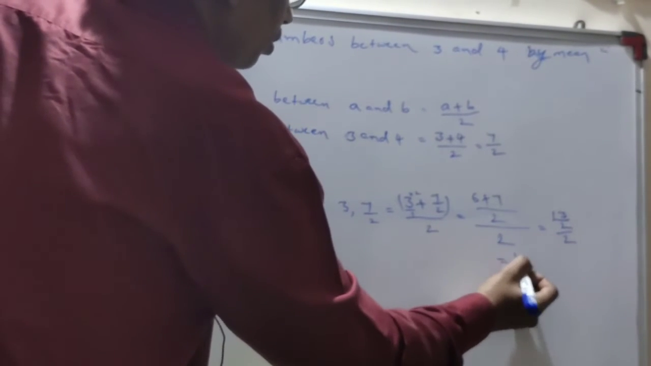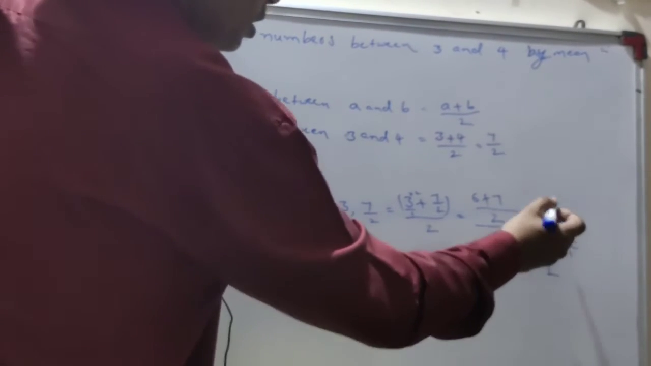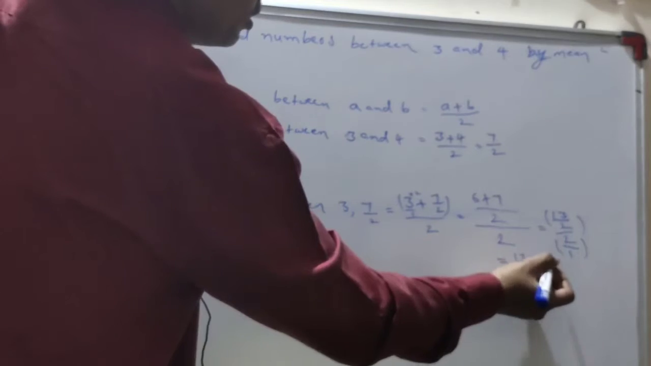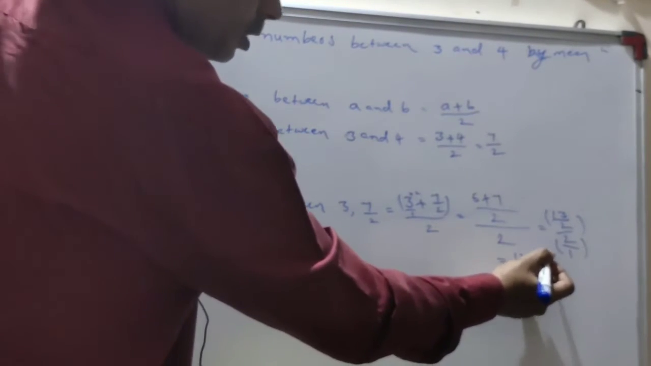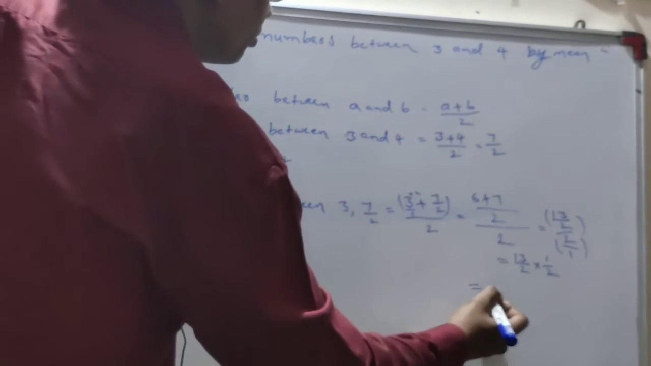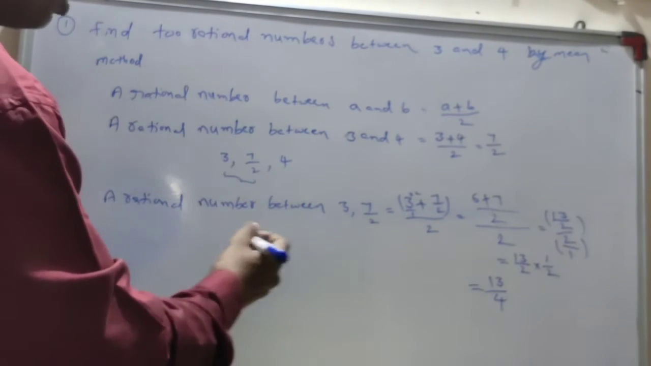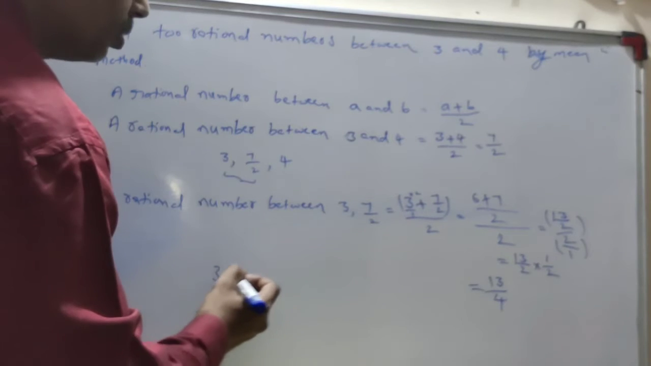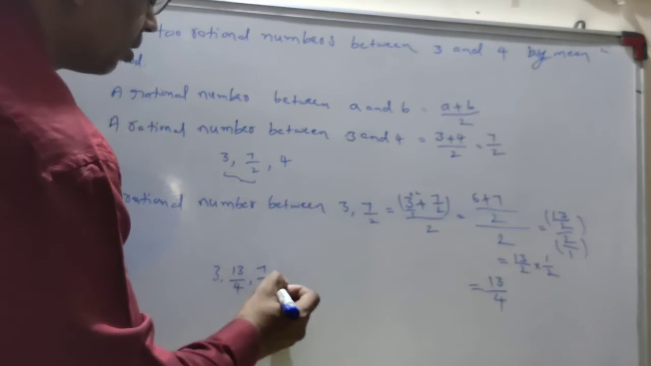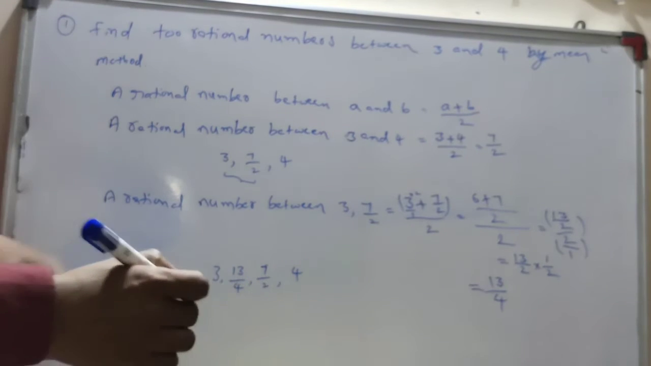The reciprocal of the denominator value 2 by 1 is 1 by 2. That means it's a division of two fractions. Simply you have to write the first fraction, the numerator fraction, as it is, and the second fraction, the denominator fraction, in reciprocal, that is 1 by 2. Then on multiplication we get 13 ones are 13 by 2 into 2, 4. So one more fraction between 3 and 7 by 2 is 13 by 4. We can write 3, 13 by 4, 7 by 2 and 4. So these are the two fractions between 3 and 4.